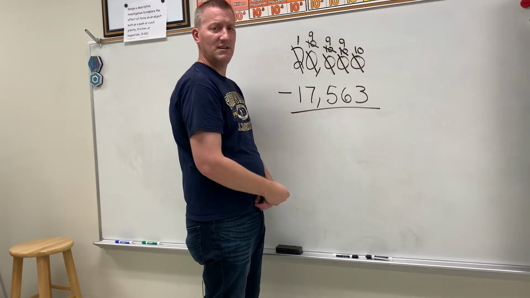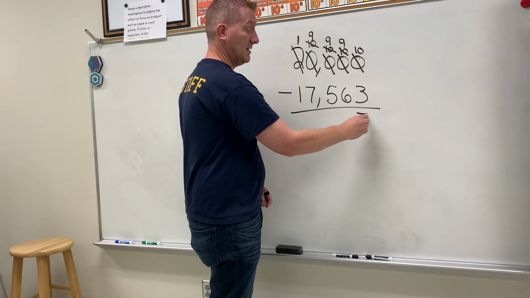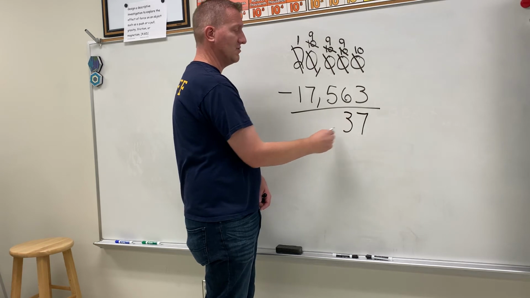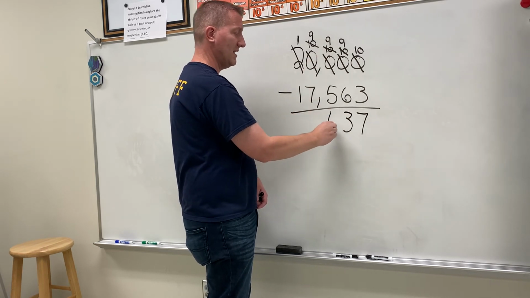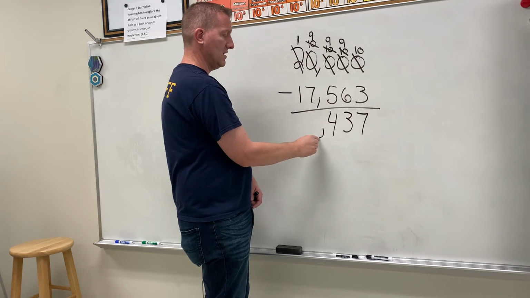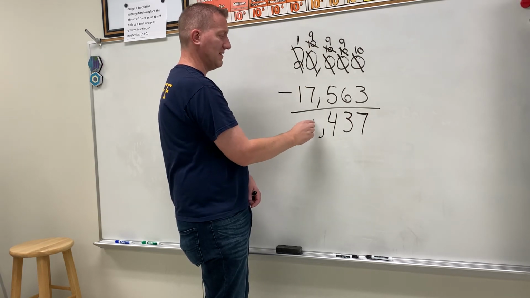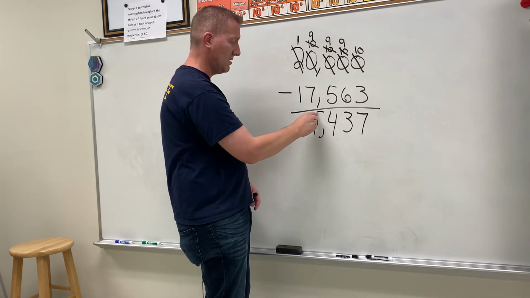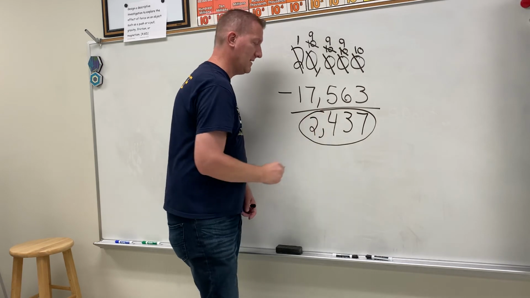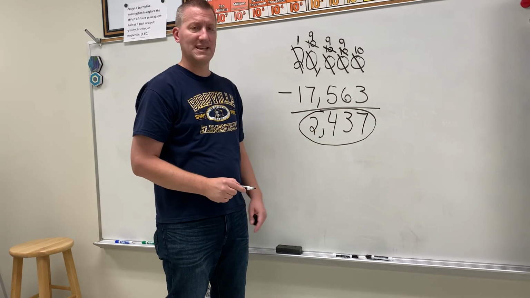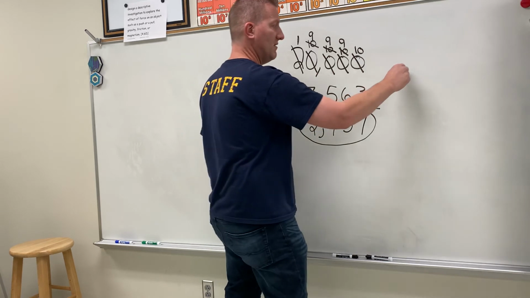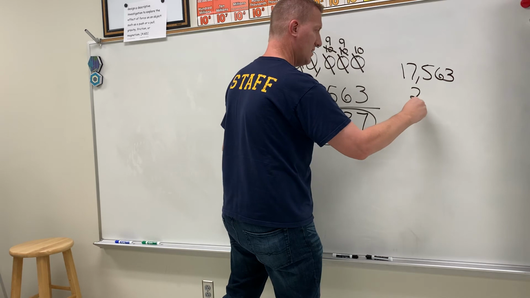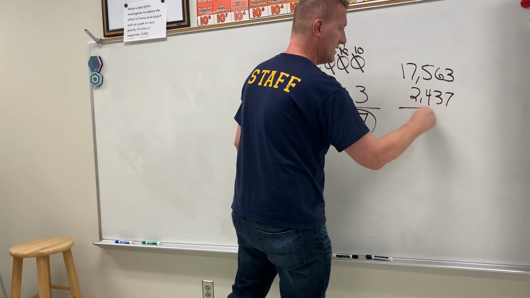10 minus 3 is 7. 9 minus 6 is 3. 9 minus 5 is 4. There's your comma. 9 minus 7 is 2. And 1 minus 1 is 0. So your answer would be 2,437. And if you want to check yourself, you can add these two together and see if you get 20,000.